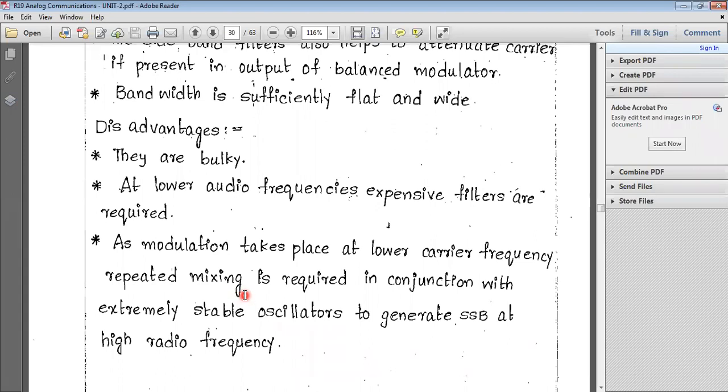It acts as both advantage and disadvantage. What is the advantage? By increasing the quality factor, we get a good SSB modulated wave. But what is the drawback? By increasing the number of stages, the circuit becomes bulky and costly. That is the drawback. So these are the advantages and disadvantages of the first technique. What is the first method? Filter method, which is also called the frequency discrimination method.